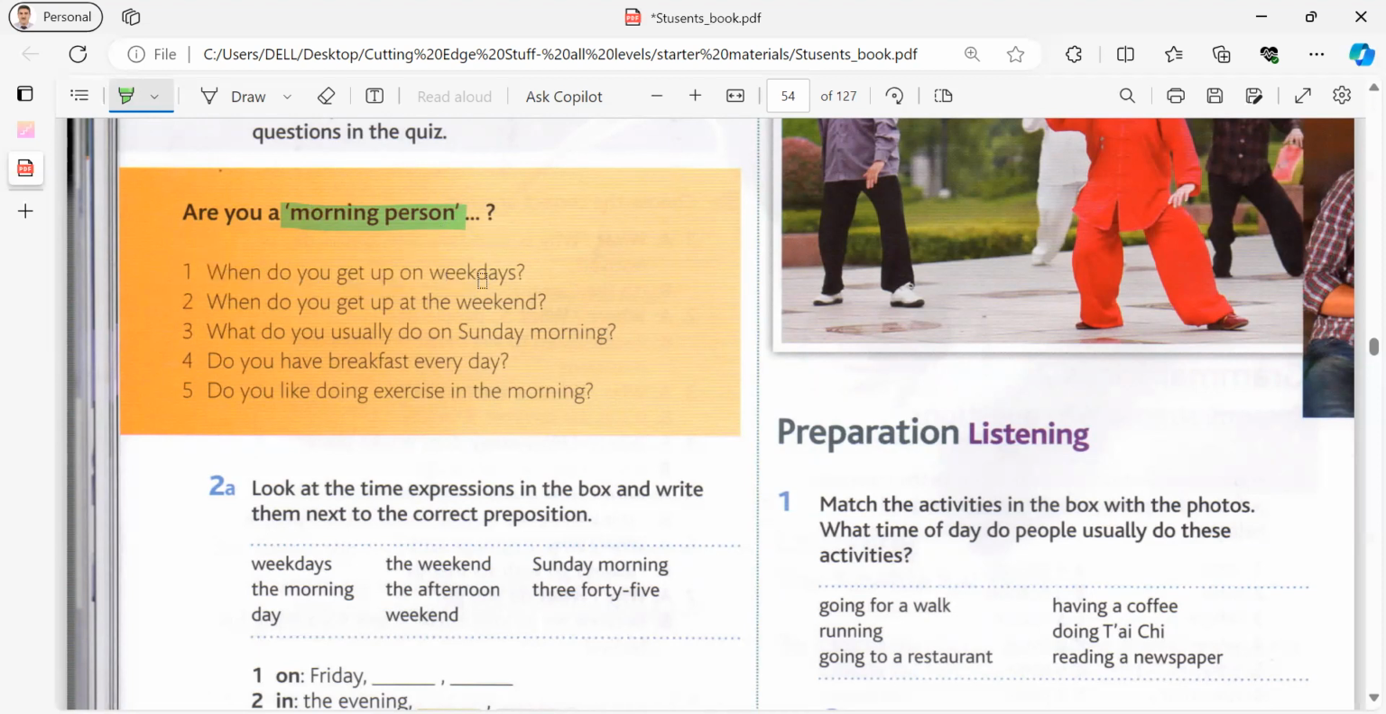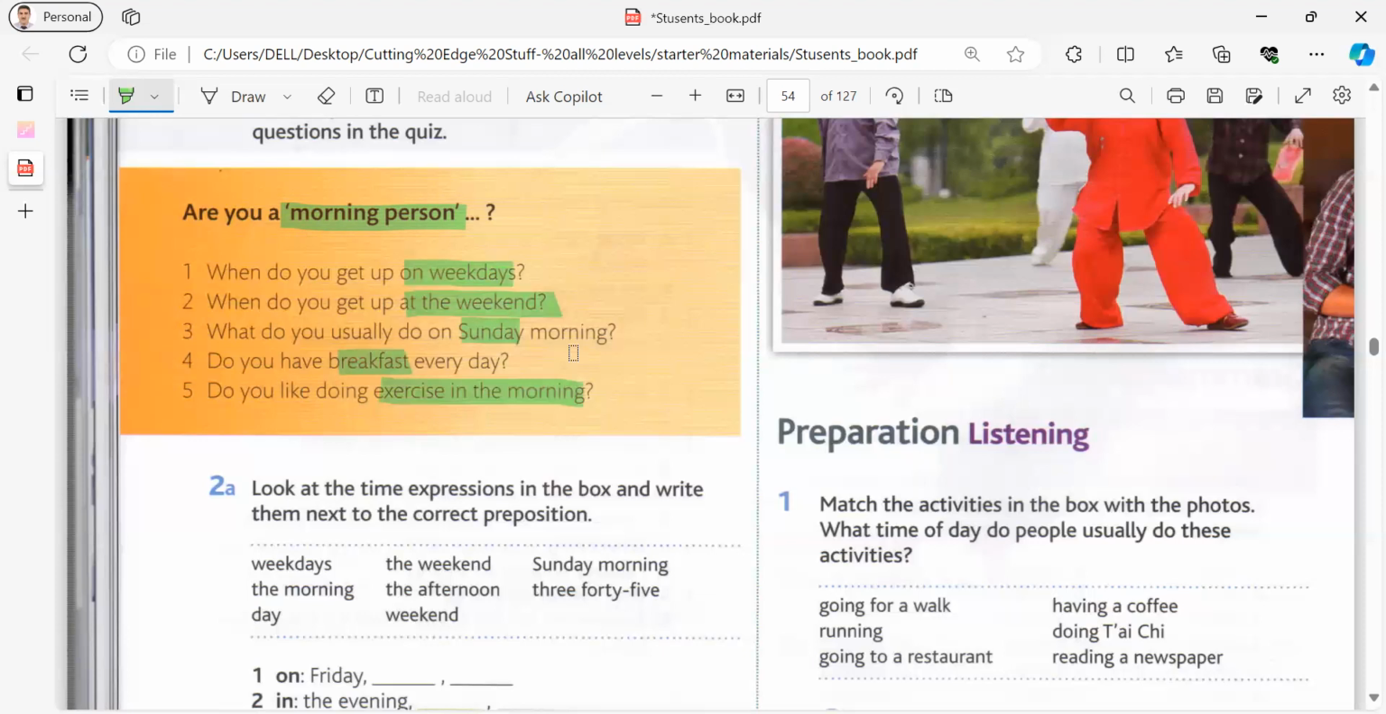So when do you get up on weekdays? Sultan, when do you get up at the weekend? What do you usually do on Sunday morning? Do you have breakfast every day? Do you like doing exercise in the morning? Shabab, please, half a minute, read the questions and give me true sentences about yourself. Weekdays, at the weekend, Sunday morning, breakfast, exercise in the morning.